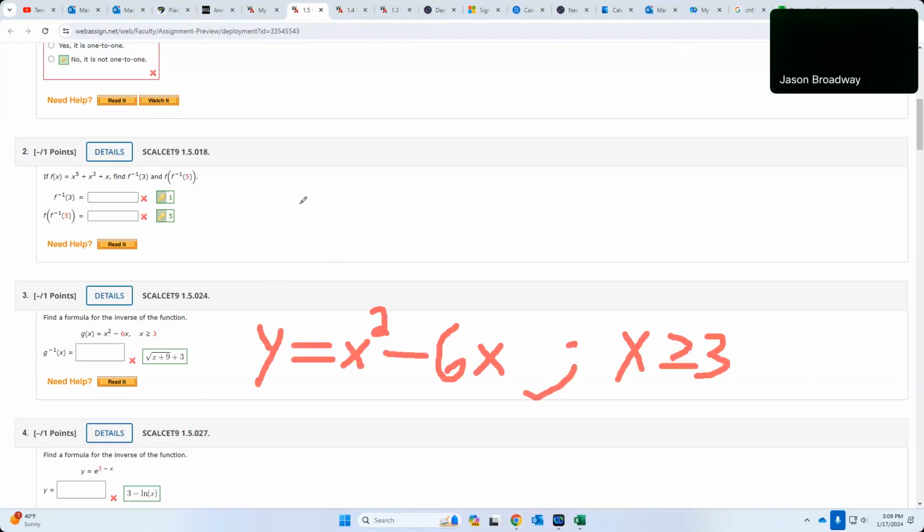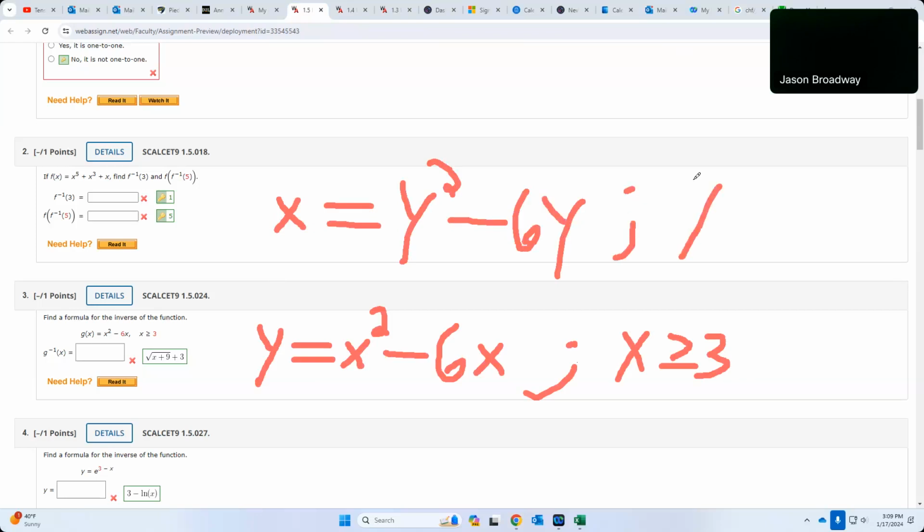Now with the inverse, what do we do? x equals y squared minus 6y, x and y literally trade places, with the understanding that y is greater than or equal to... We have a big trade in the places here. So we traded places.